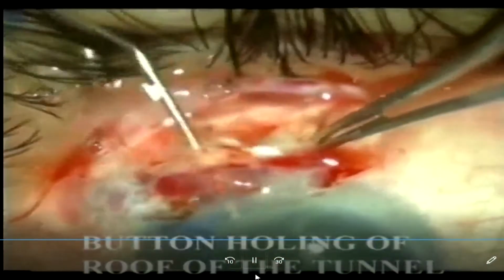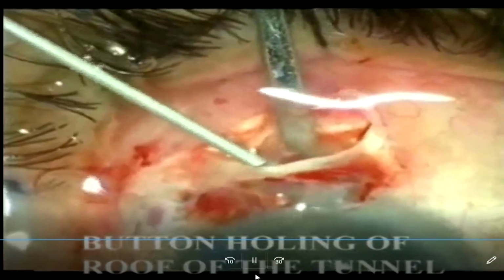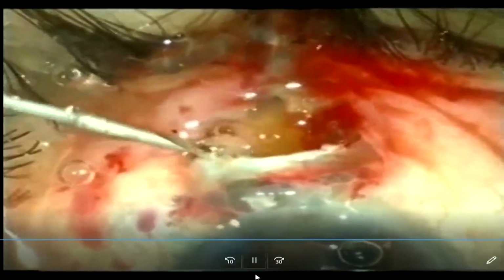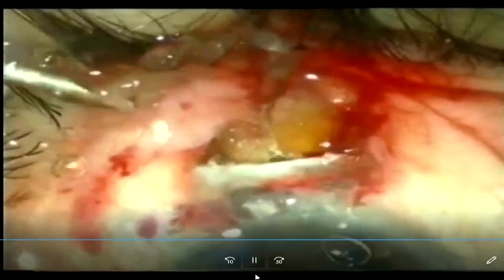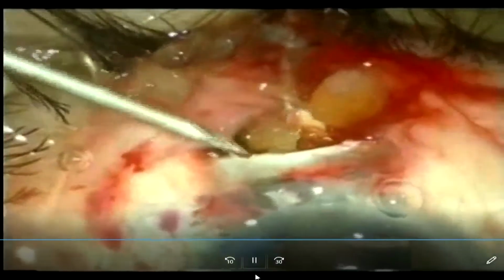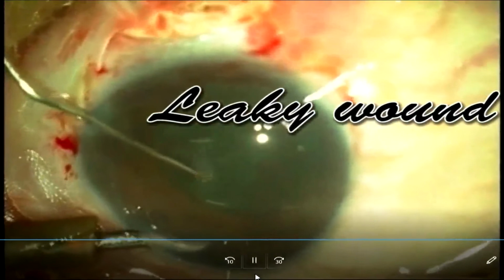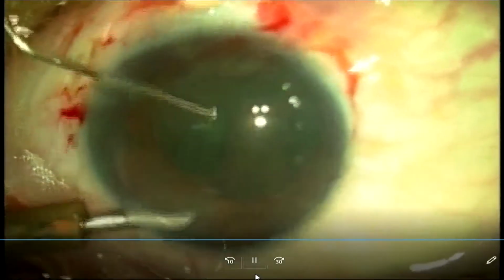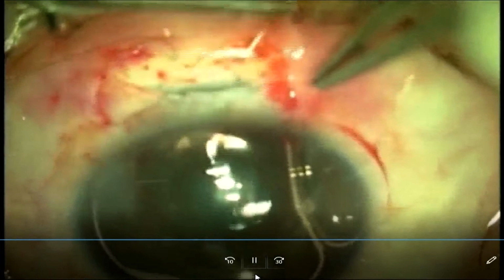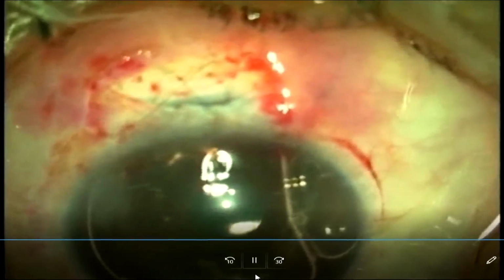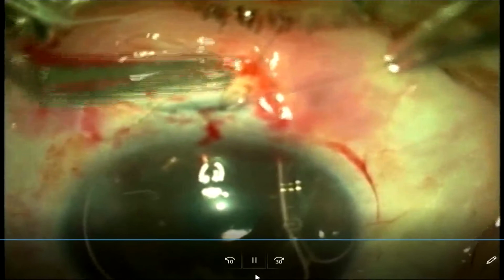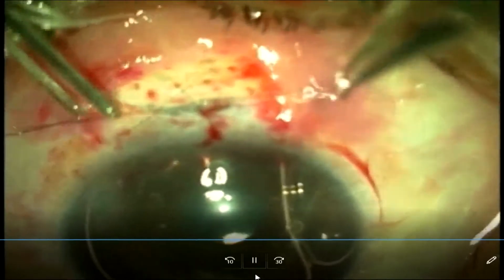Now this is a situation where there is a buttonholing of the roof of the tunnel. So what happens is, as you inject, the fluid keeps coming out through those ports, and again a leaky wound. You can see if your side ports are large, you can have a leaky wound. So what you need to do, you should suture these kind of tunnels wherever your wound is unhealthy. See, the superior wound is so ragged, so you need to suture these wounds. So never leave a leaky wound unsutured, because it's not about not suturing the wound, it's about giving a secure wound. That is most important.